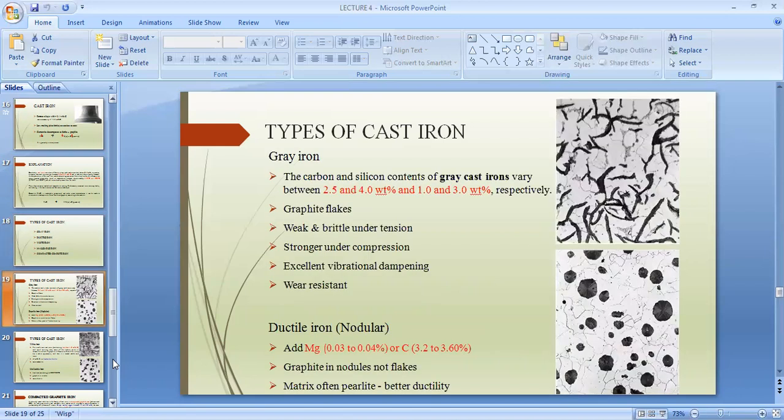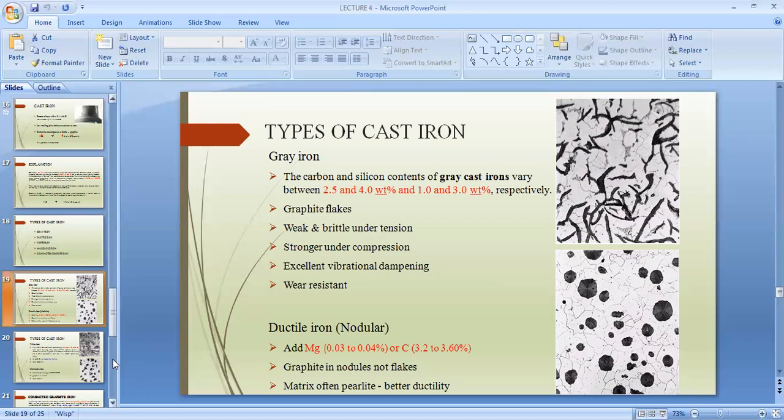So gray cast iron, very important. It contains between 2.5 to 4% by weight of carbon, and 1 to 3% by weight of silicon. The microscopic view of the structure is on the right. It has graphite flakes, and it's weak and brittle under tension, stronger under compression. So it's good for compression. Normally when there is a compressive load, we use cast iron. It's good in compressive strength, with excellent vibration damping and wear resistance.